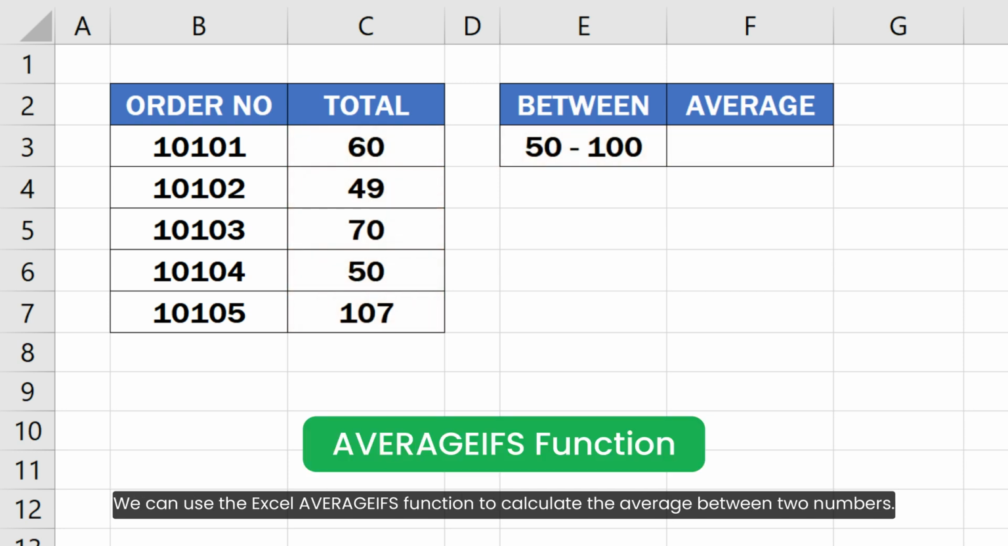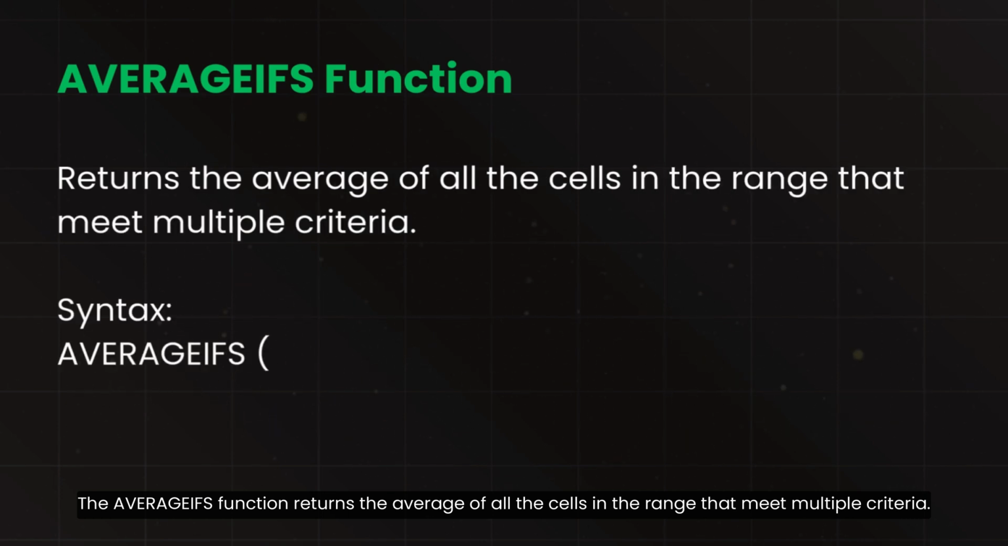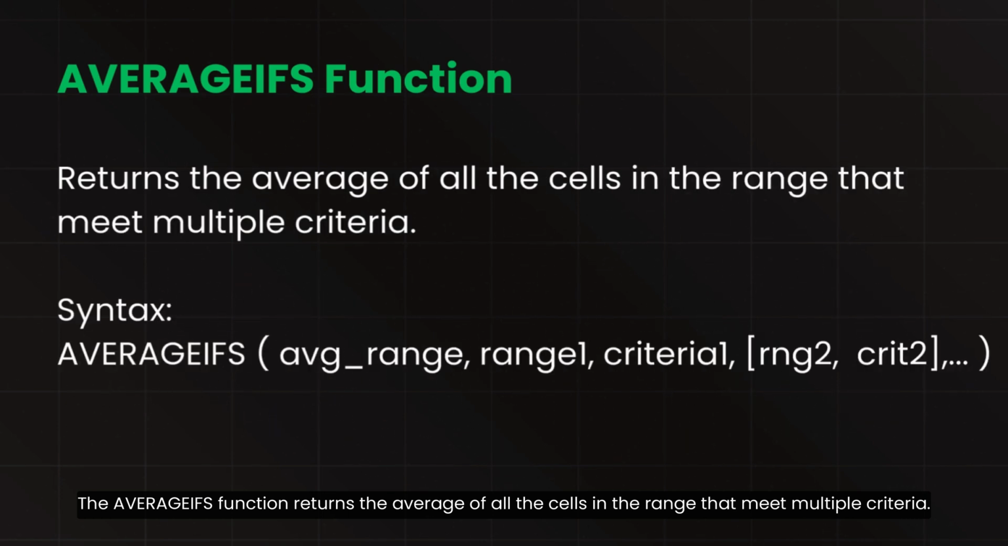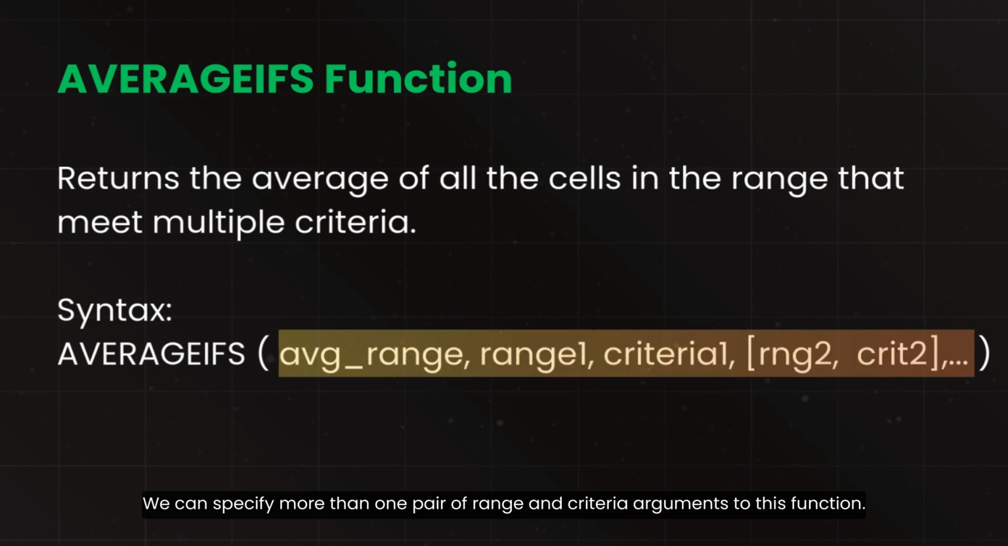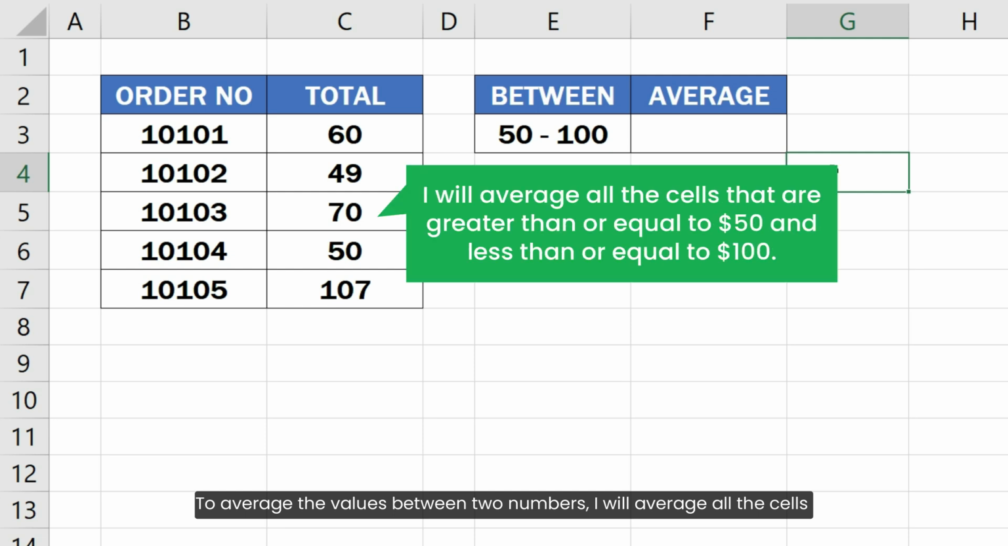We can use the Excel AVERAGEIFS function to calculate the average between two numbers. The AVERAGEIFS function returns the average of all the cells in the range that meet multiple criteria. We can specify more than one pair of range and criteria arguments to this function. To average the values between two numbers, I will average all the cells that are greater than or equal to $50 and less than or equal to $100.